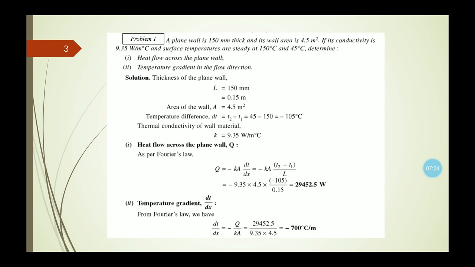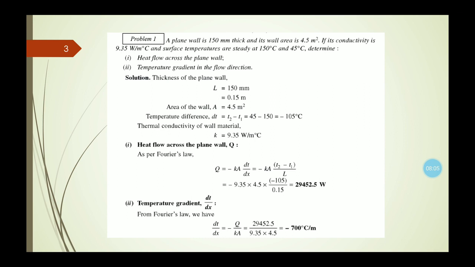Next, the temperature difference between the two surfaces of the plane wall, which we have already found out, is dT equals T2 minus T1, given here as minus 105 degrees centigrade. And the thickness of the plane wall, in the formula it is dx, and here we have considered it as capital L, so both are the same. The value is 0.5 meter, which we have converted from millimeter to meter.